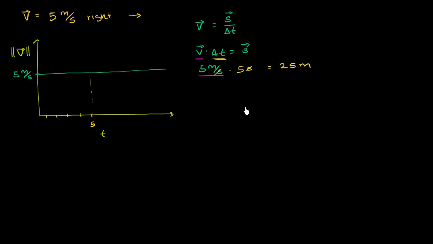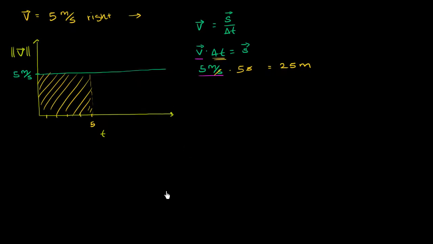And that's pretty straightforward. But the slightly more interesting thing is that's exactly the area under this rectangle right over here. And what I'm going to show you in this video is that in general, if you plot the magnitude of velocity, so you could say speed, versus time, the area under that curve is going to be the distance traveled, or the displacement, because displacement is just the velocity times the change in time. So it's just a rectangle right over there.